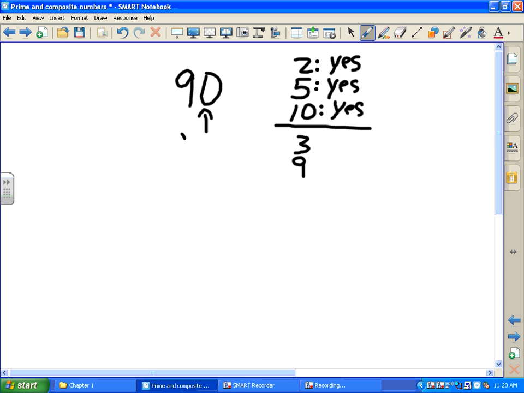Now, this is 9 plus 0, which equals a 9. Is that a 3, 6, 9? Yes. So it's a yes on 3. And is it a 9? Yes. So it's a yes on 9.